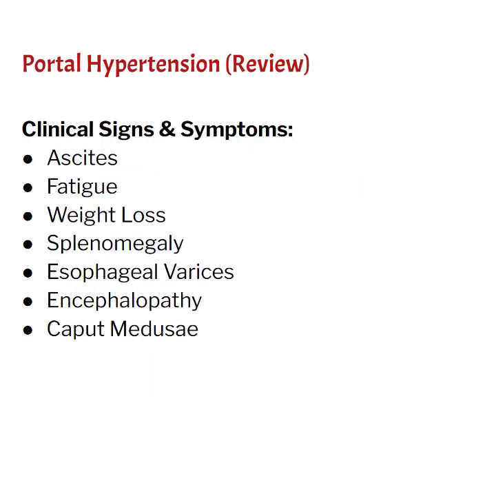Clinically, these patients are going to present with ascites. They're going to be tired, have weight loss. Their spleen is going to be enlarged because the blood is flowing back into the spleen instead of going through the liver. We might also see esophageal varices, encephalopathy, and caput medusae appear. If you need to review any of these topics, please refer back to our hepatic lecture.